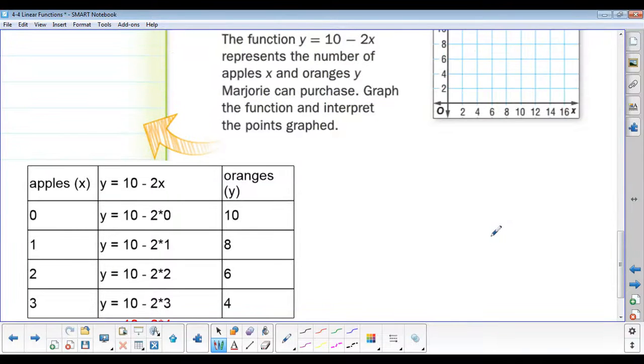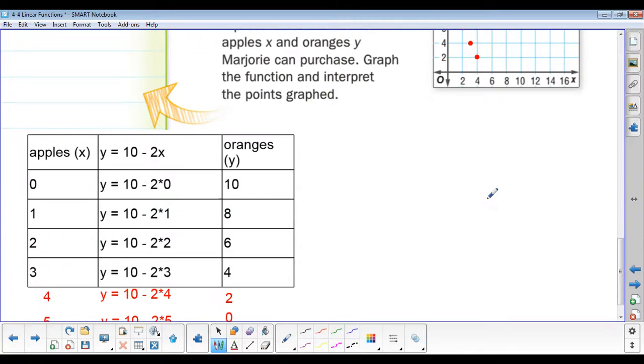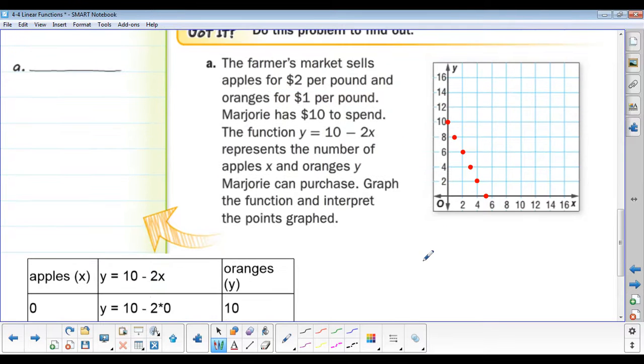All right, now let's go ahead and graph. We have 0, 10, 1, 8. No, that's not where 1 is. Sorry. 1, 8, 2, 6, 3, 4, 4, 2, and 5, 0. Now, as we've plotted these, we have to ask ourselves, is this continuous or discrete?